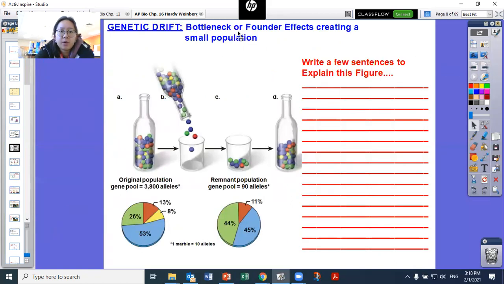So genetic drift is, again, the bottleneck or founder's effect creating a small population. Here's a figure of A, B, C, D going from this color ratio of alleles to this color ratio of alleles. And they give you the numbers as well. So you're going to explain this figure for a second. You're going to explain what are the effects of this example of a bottleneck or founder's effect, right? Take into consideration the number of alleles left in the beginning compared to the end, the ratio of alleles in the beginning to the end, and what happens as the process goes through time, right? These arrows just represent time going on. So explain this figure in a few sentences, and I will be looking at those explanations.